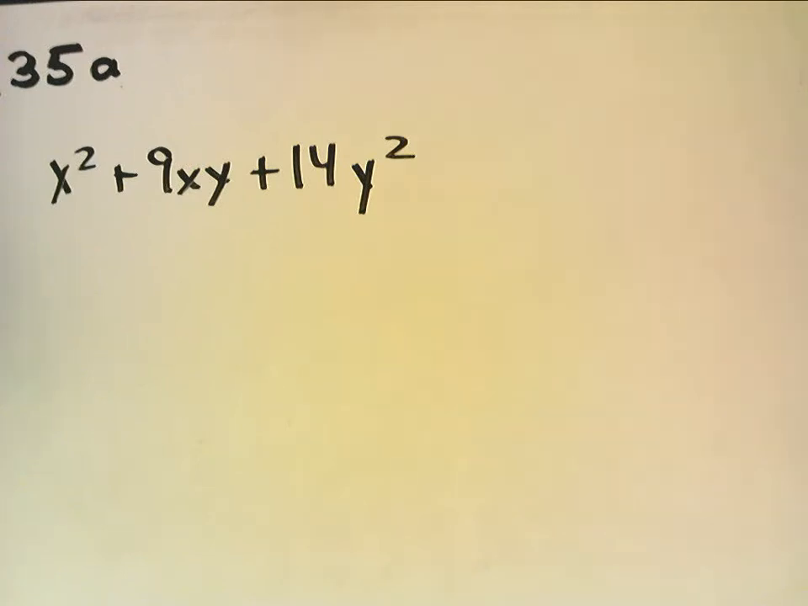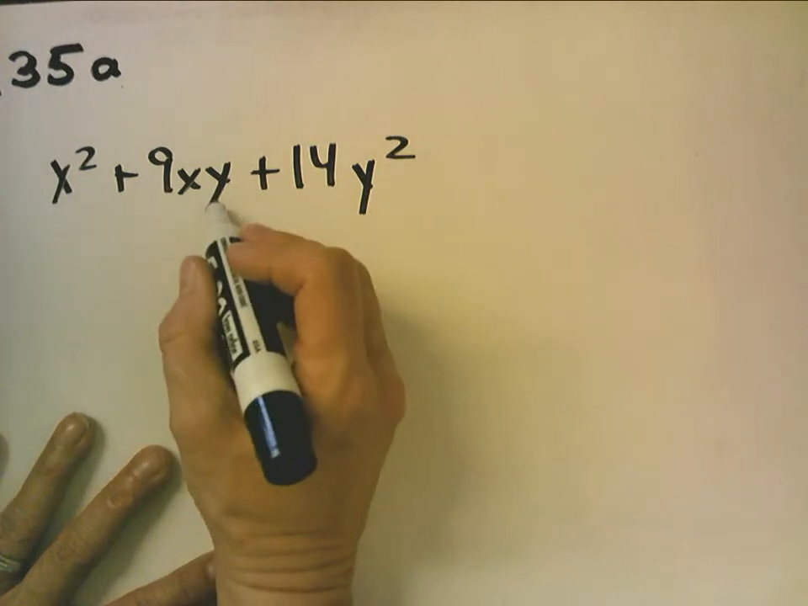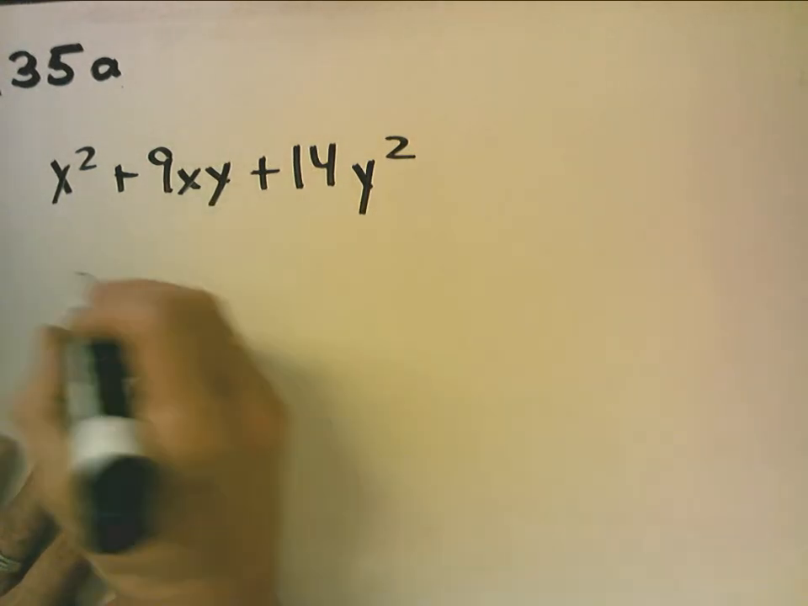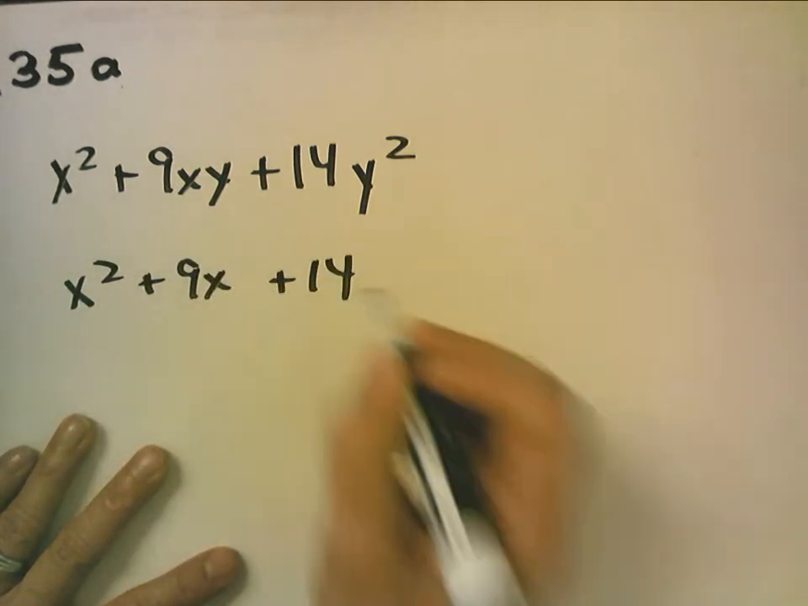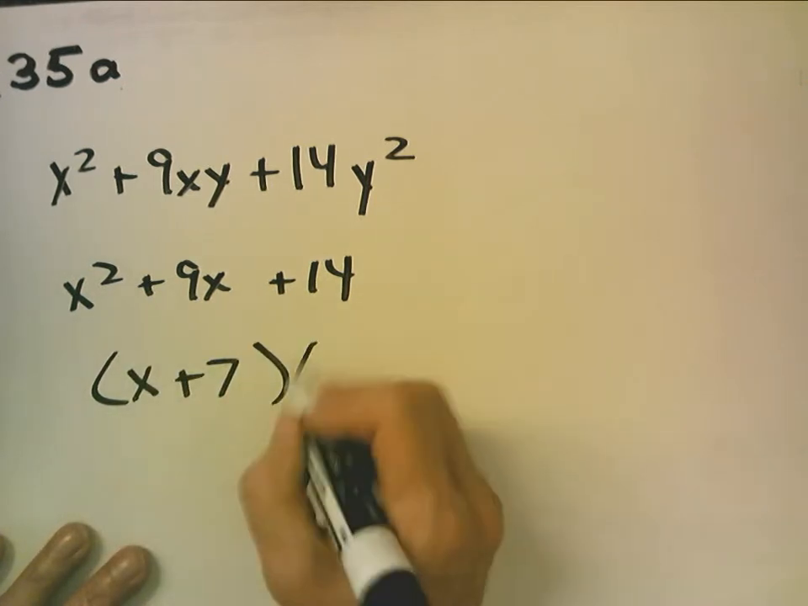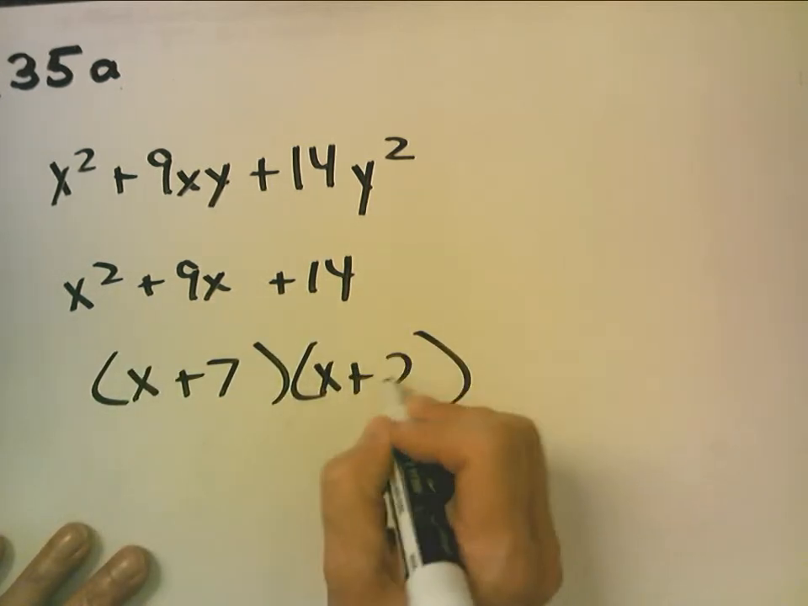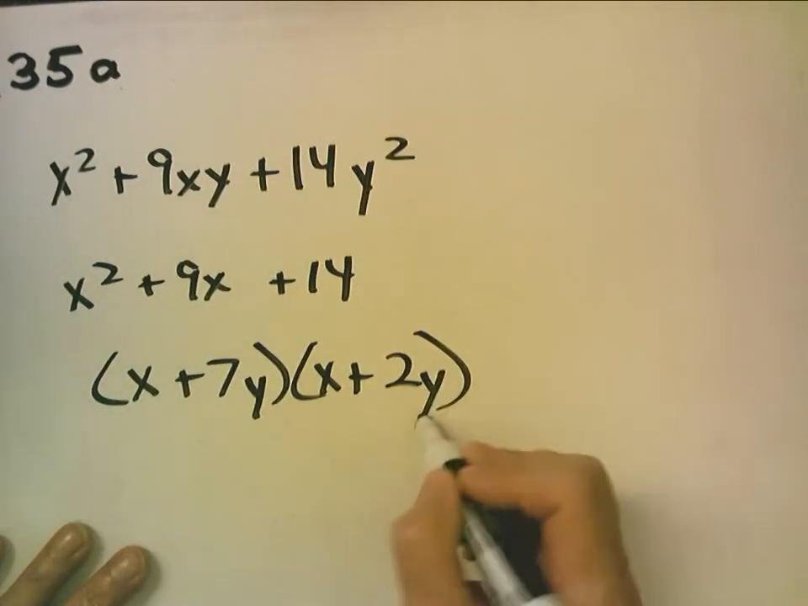Okay, so now looking at page 35A, we're going to learn how to factor trinomials with two variables. The way that I do it is I notice we have an extra y and y squared. I'm going to rewrite it without the y or y squared, and now I'm just going to factor this. So this is going to be x plus 7 times x plus 2. Now, because I took out the y and y squared, I'm going to put them back in.